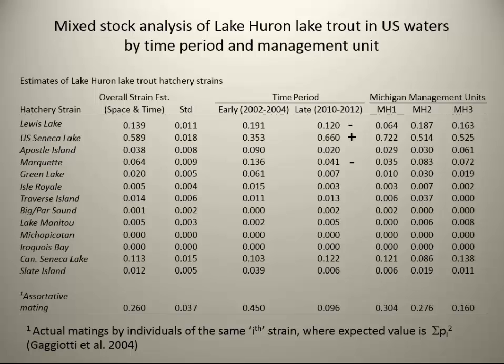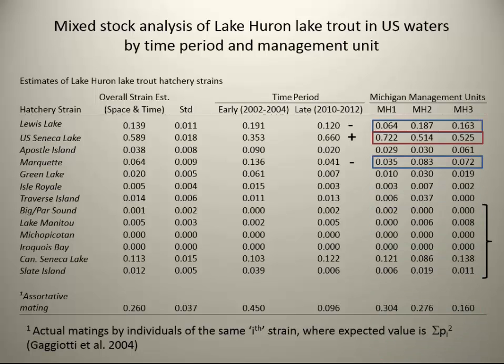So what do we have here? In the expectations, we had a plus, plus, minus, and here we actually are observing a decrease in Lewis Lake, an increase in Seneca, and a decrease in Marquette strain. These are the genetic estimates of strain composition. With the exception of Canadian Seneca strain, and they're really very genetically similar, I'm suspecting that it isn't what Canada put in there. It's something that looks genetically a lot like what the US is putting in there. But we see relatively little contribution of any of the Canadian strains to US waters.